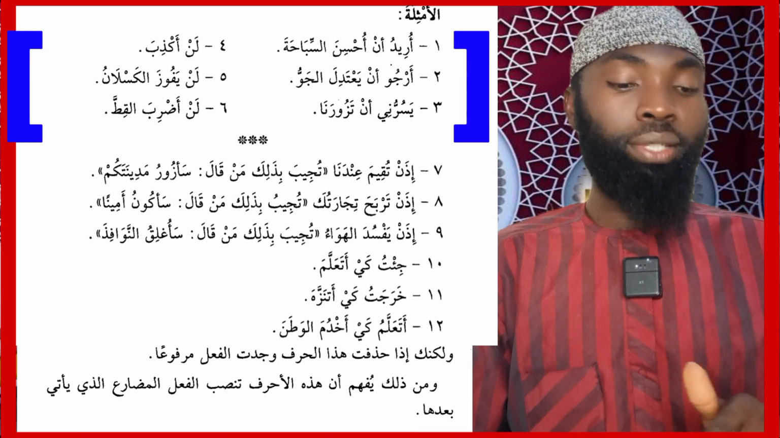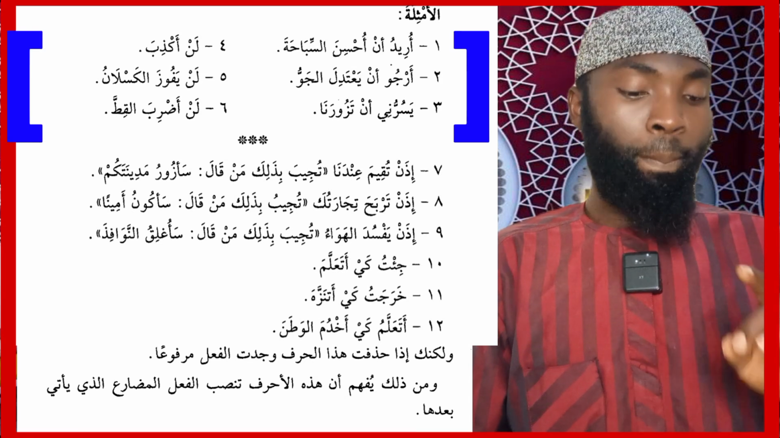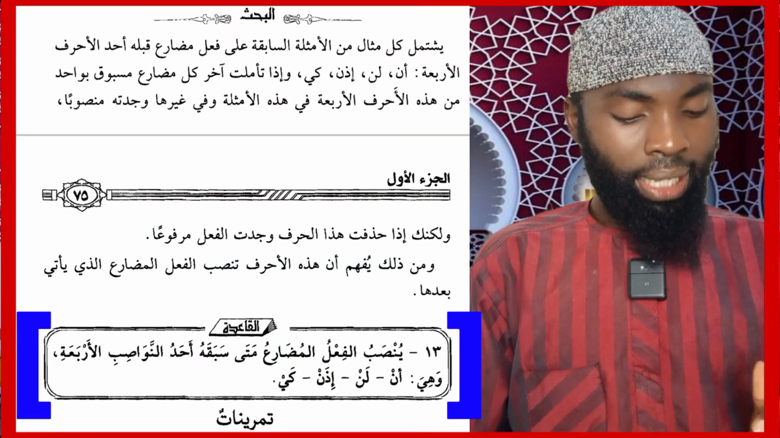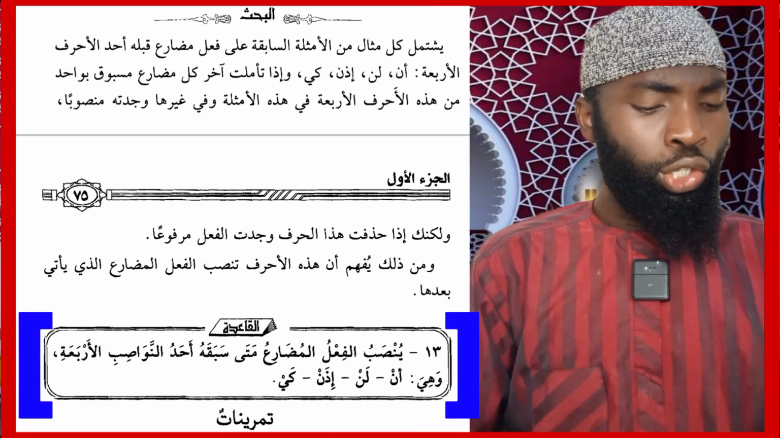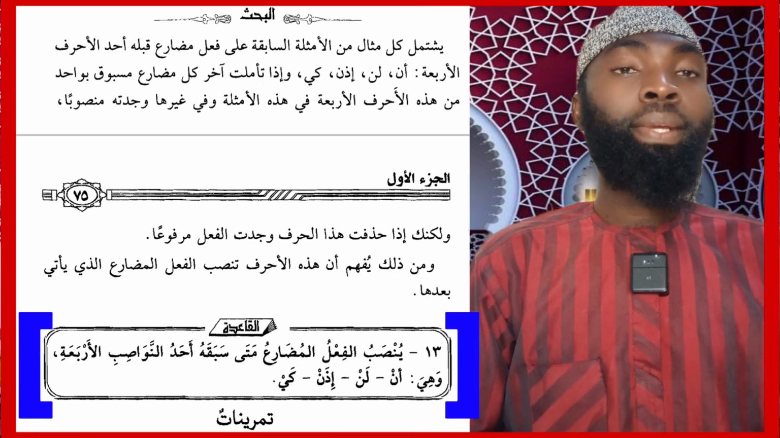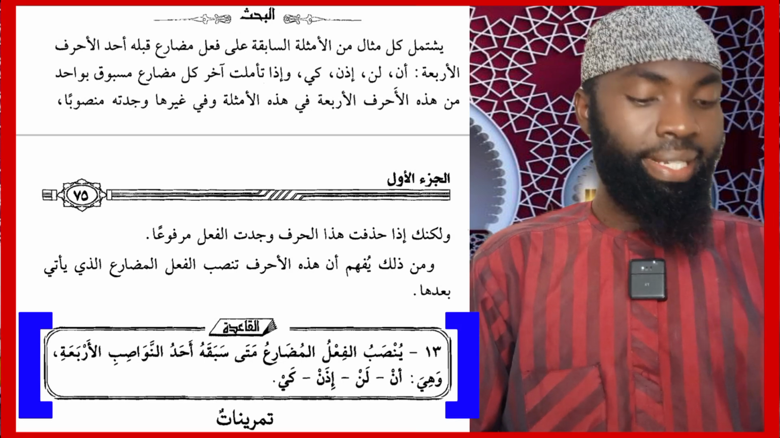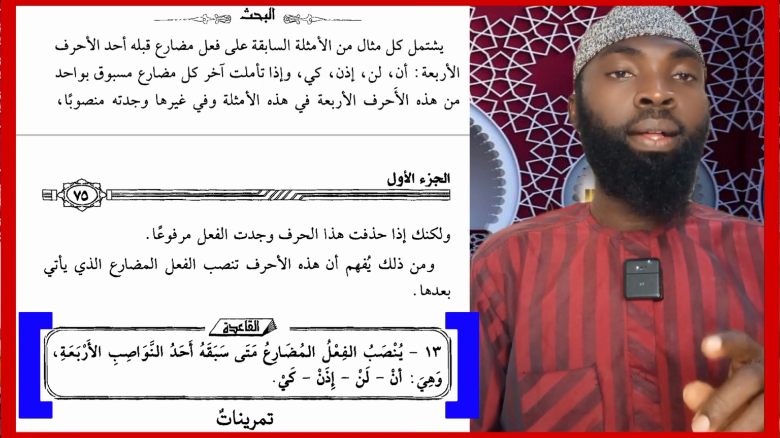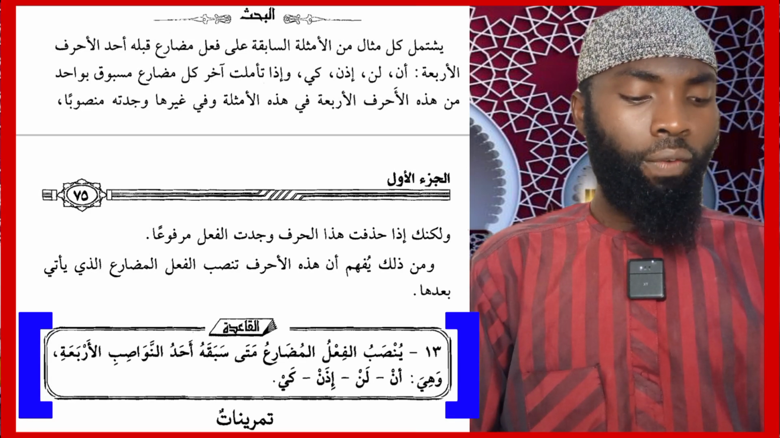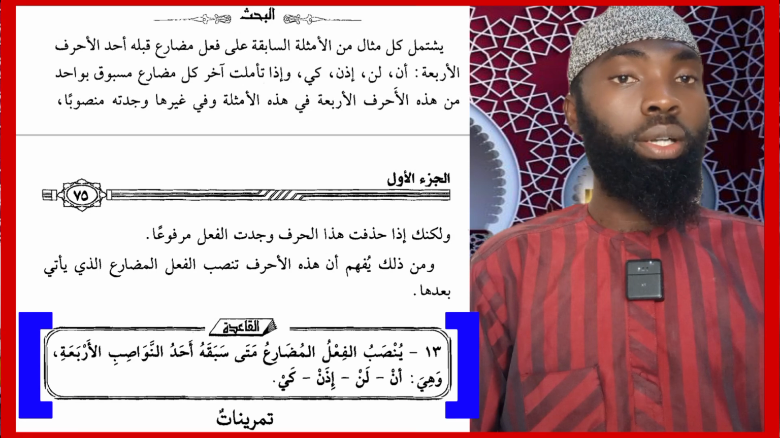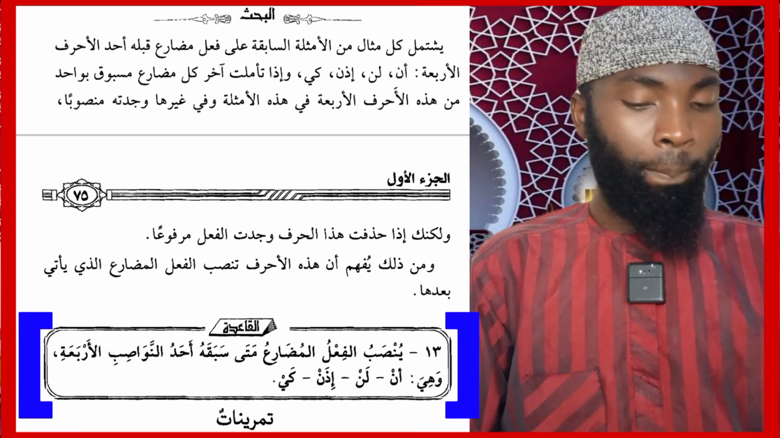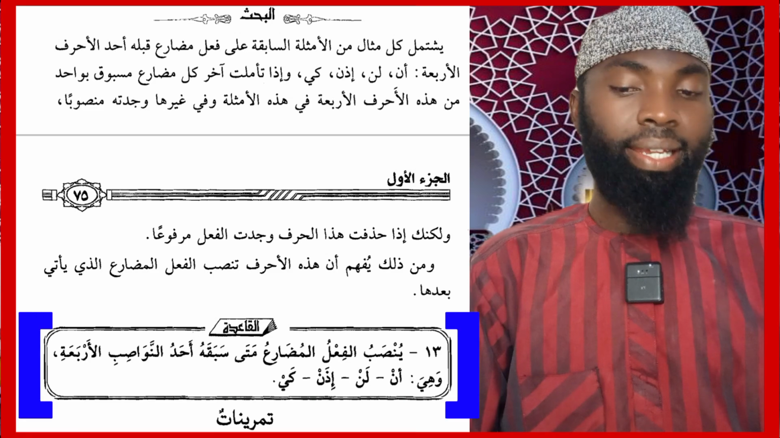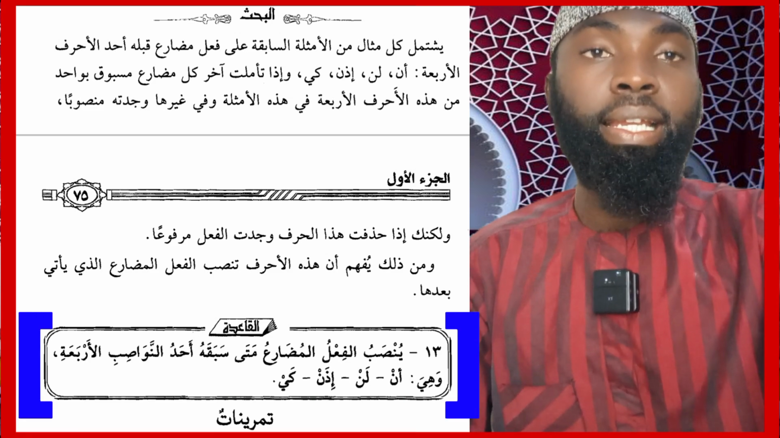So all of the examples that we have seen above appear after one of these 4 particles. Now let's look at al-qaida, which is the rule. The rule says, ينصب الفعل المضارع متى سبقه أحد النواصب الأربعة. The present tense verb is put in the subjunctive case carrying fatha whenever it has been preceded by one of the 4 particles. Whenever what? It has been preceded by one of the 4 particles. And the 4 particles are an, lan, idhan, kay.